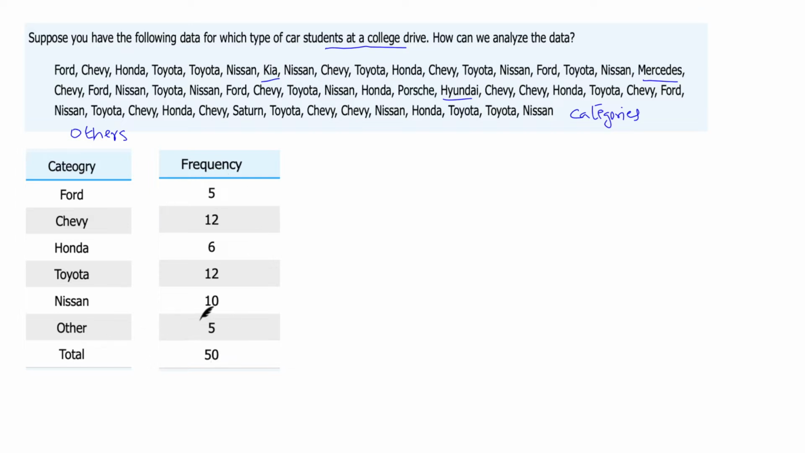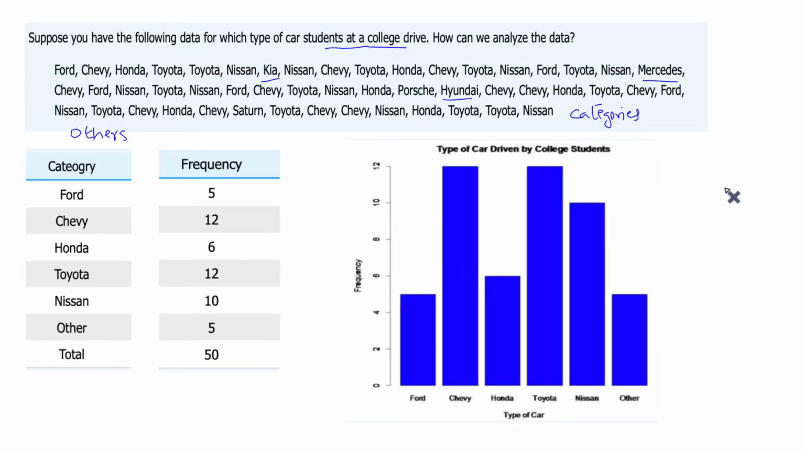Now, once you have this table in which you have your category and the frequency, it gets very easy to draw the bar graph. I have also drawn the bar graph for you. It will look something like this. This is the bar graph of this example. Now, what do you see? Bar graphs consist of frequencies on one axis and the category on the other axis.